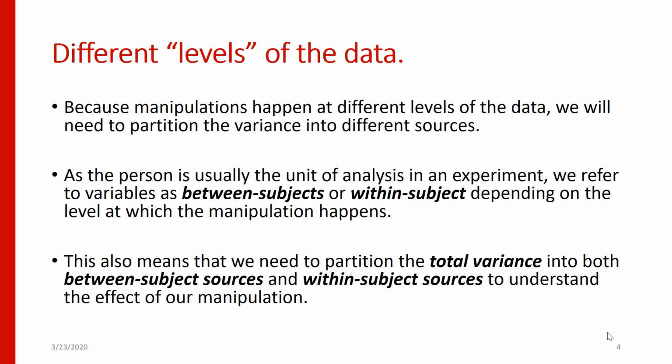We need to be able to identify at which level the manipulation is happening, because that's the level at which we want to explain the variance. This also means we need to partition the total variance into both between-subject sources and within-subject sources to understand the effect of our manipulation. If our manipulation happens within subjects, we only want to focus on that within-subject variance.